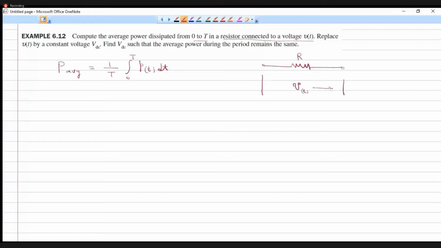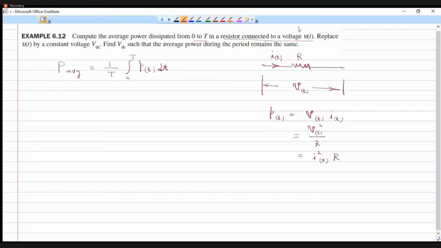I am applying an instantaneous voltage small v of t, and it is driving a current i of t. Now the instantaneous power p of t is the product of instantaneous voltage and instantaneous current, v of t into i of t, which is the same as v of t the whole square by R, or also equal to i of t the whole square into R. We are familiar with these three expressions. So P is equal to V into I, which is equal to V square by R, which is equal to I square into R.